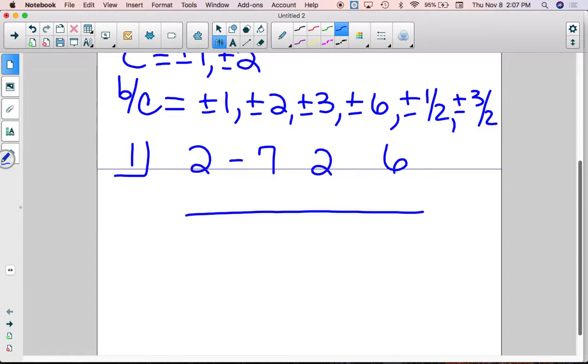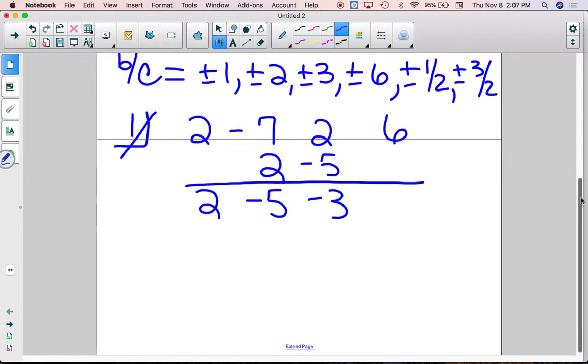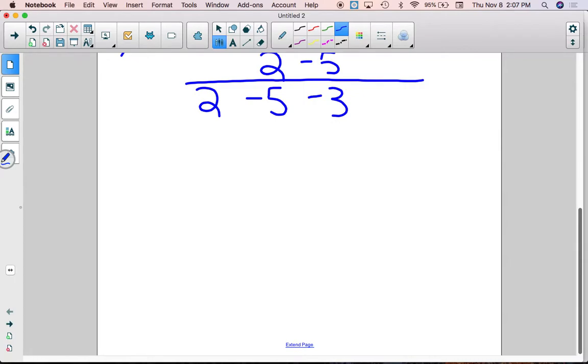So what do I do first when I'm doing synthetic division? Drop down my 2, then I'm going to multiply and then add. Okay, multiply, add. That's not going to give me a 0, right? So that one didn't work. So I'd move on to try negative 1. Now we keep going. And so I'll just skip ahead and tell you, because I did all these earlier, it's 3 halves.